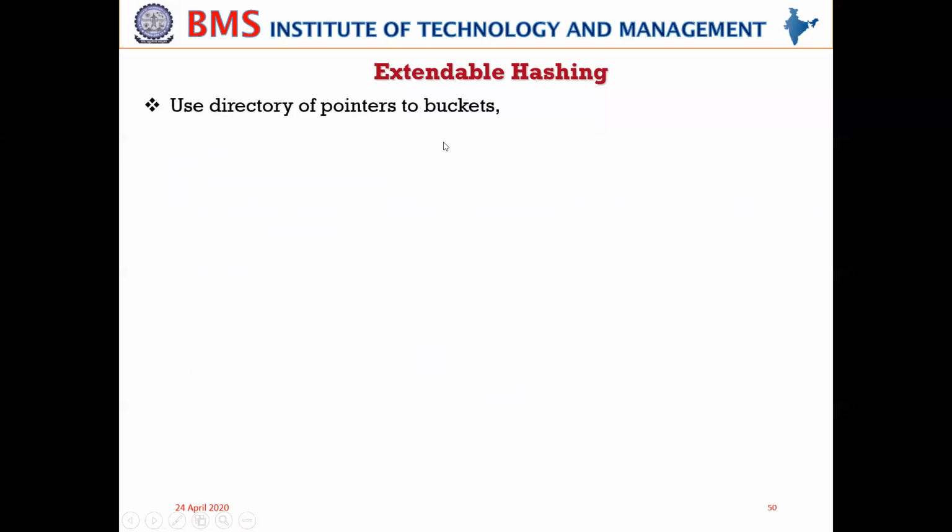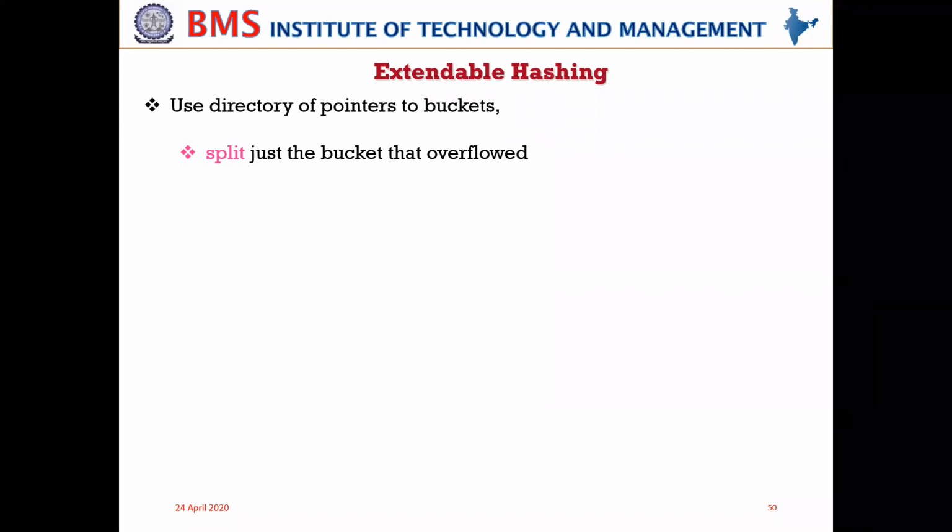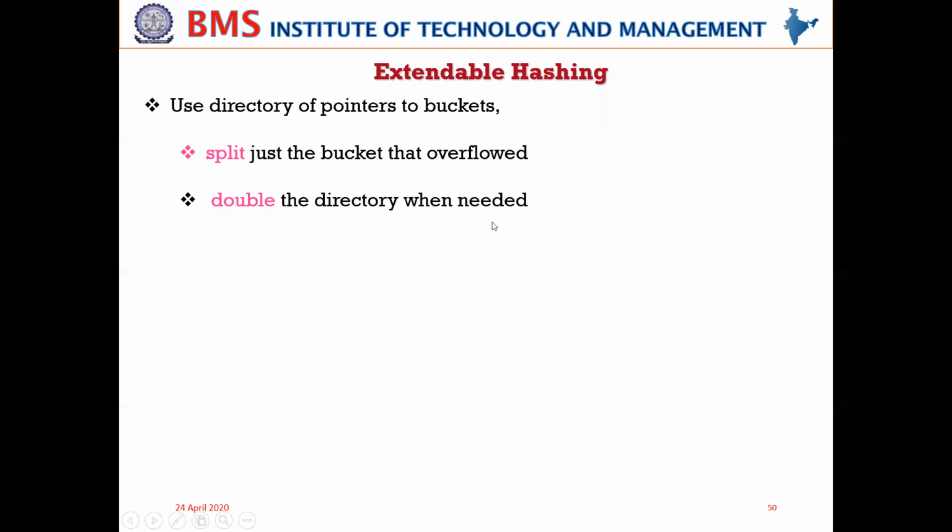So that is the use of the directory of pointers to the buckets. When you want to insert records into the bucket, there may be a situation where the bucket is full, the number of records inside the bucket is full. Then if you want to insert another record that points to the same address, you cannot insert that new record into the existing bucket. So what should you do in that scenario? Basically you need to split the bucket.